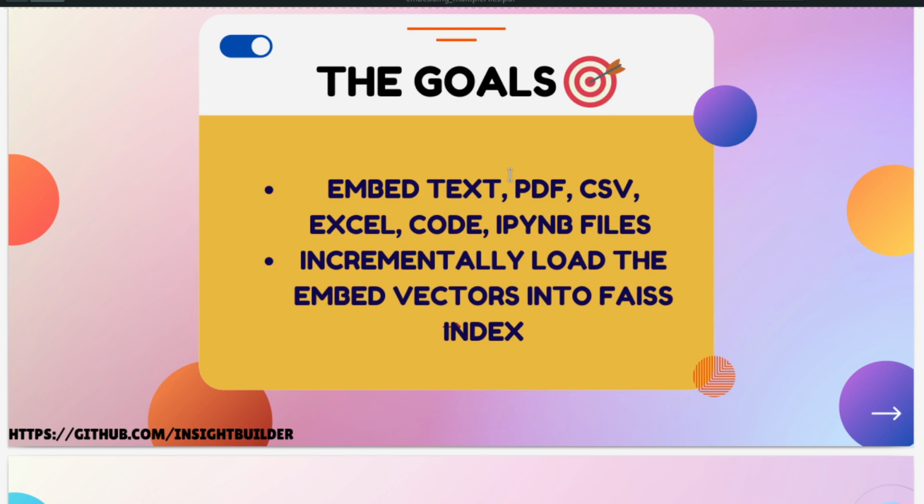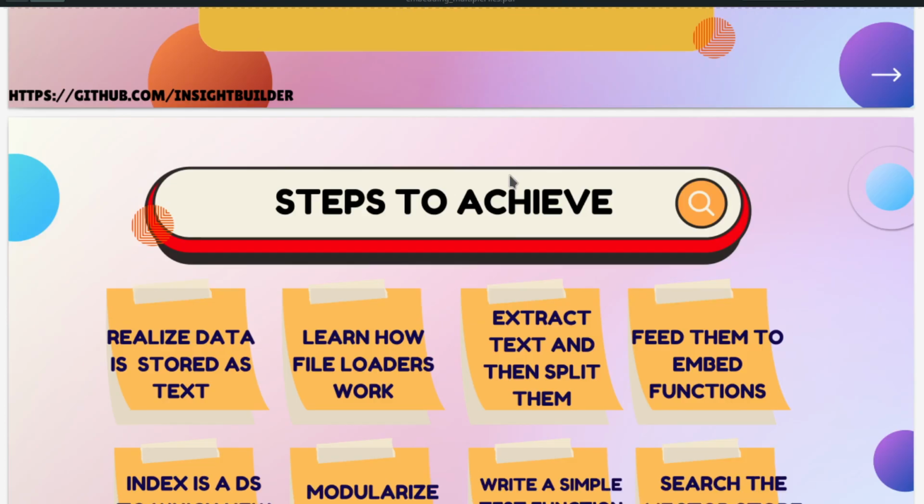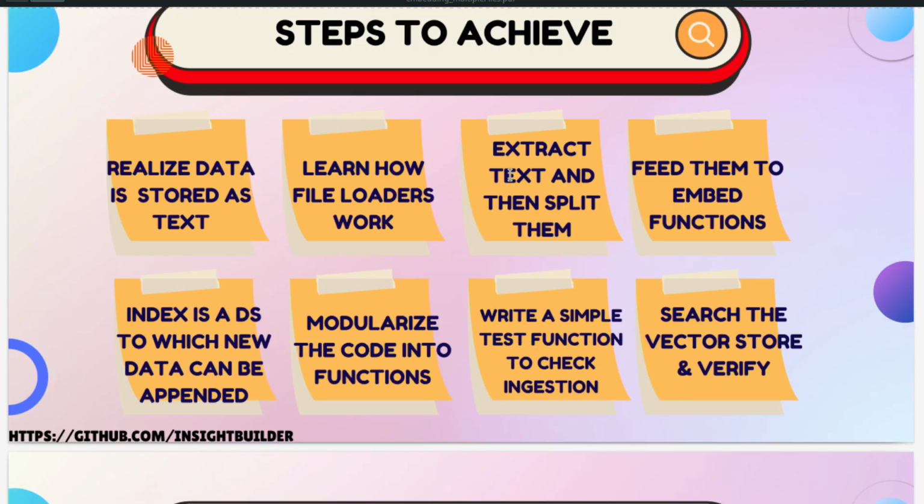We have to embed various diverse file types like text, PDF, CSV, that is comma separated or tab separated files, Excel files, code, that is Python, JavaScript, and finally Jupyter notebooks, IPYNB notebooks. After we do the embedding, we need to incrementally load the embedded vectors into Faiss index. This is the discussion of the video, the steps that we are going to achieve.